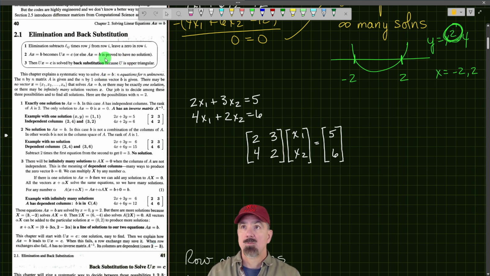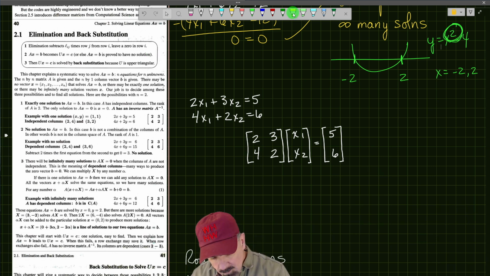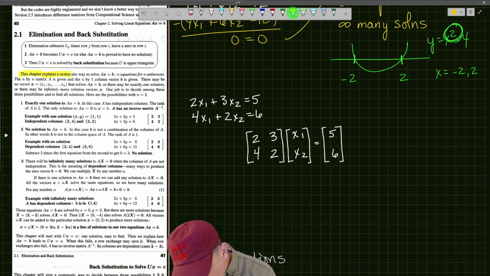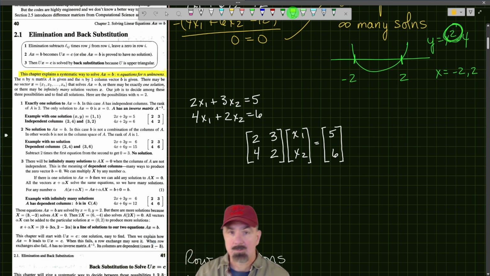The overview which he provides is actually fairly brief. He talks about how we're going to change this system Ax equals b into an upper triangular system where we can apply back substitution, and that's his last note here: we're going to take Ux equals c, and we'll talk about what the c is, and we're going to solve that using back substitution. So one more time, this chapter is focused on square systems. A is a square matrix, n by n.